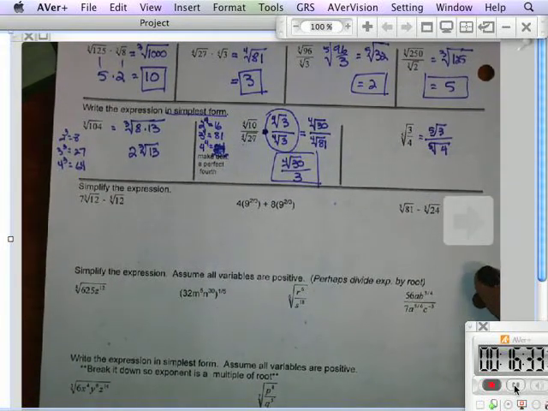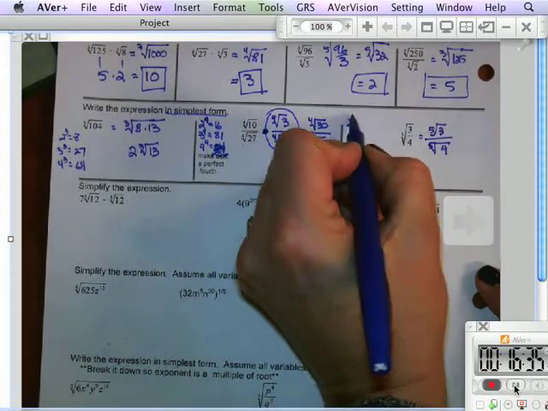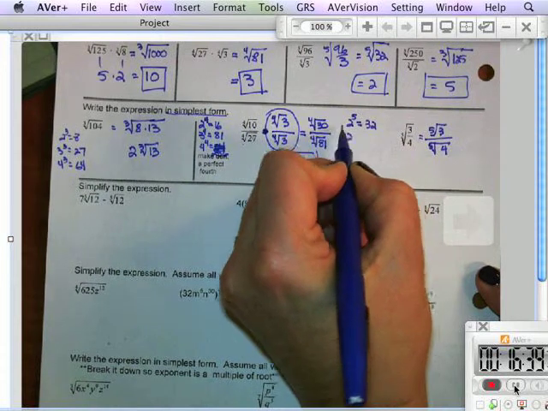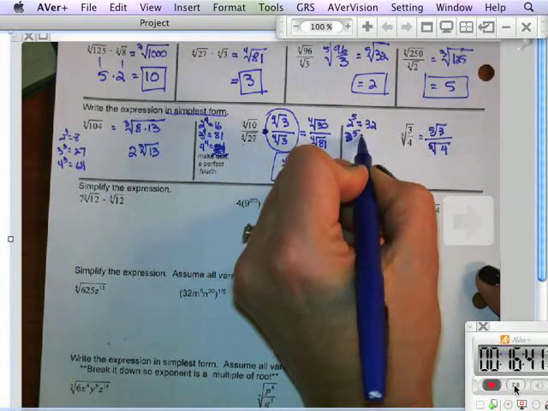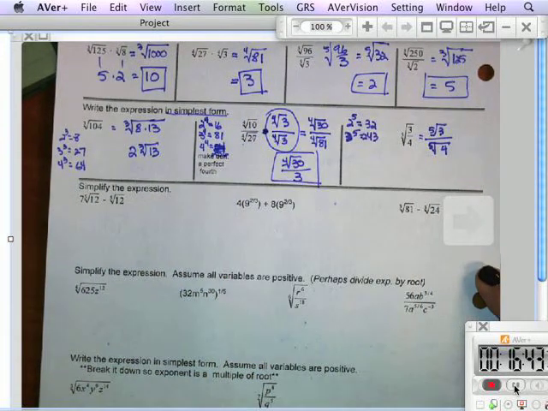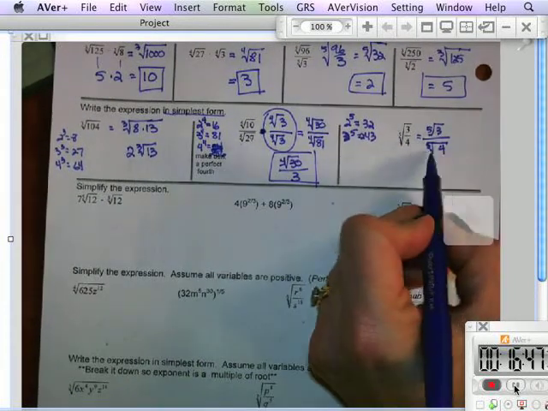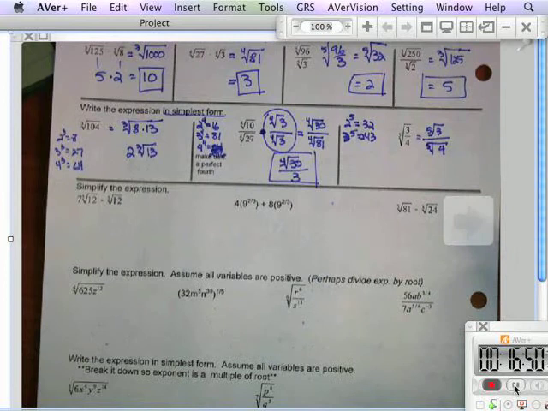I know I'm going to need a list of some perfect fifths. 2 to the 5th is 32. 3 to the 5th is 243. Probably that's all I'm going to work with. You could keep going if you had to. I want this denominator to be a perfect fifth. Can I get 4 to one of these?